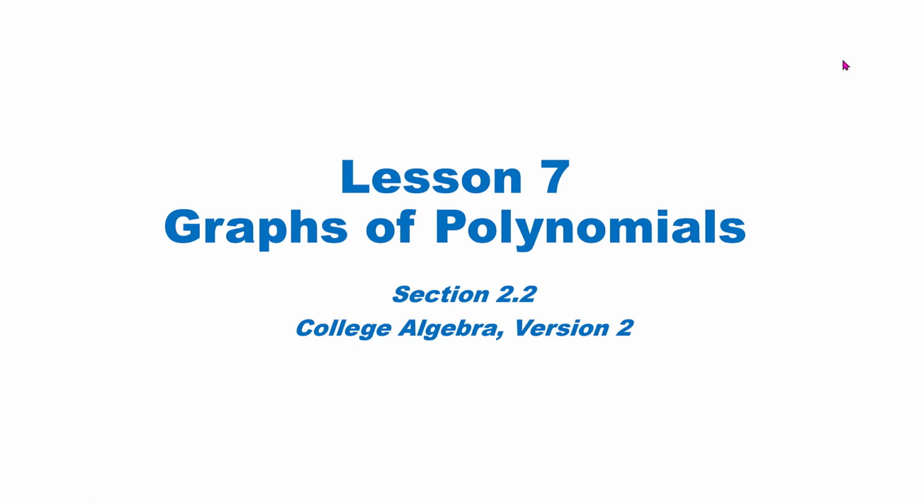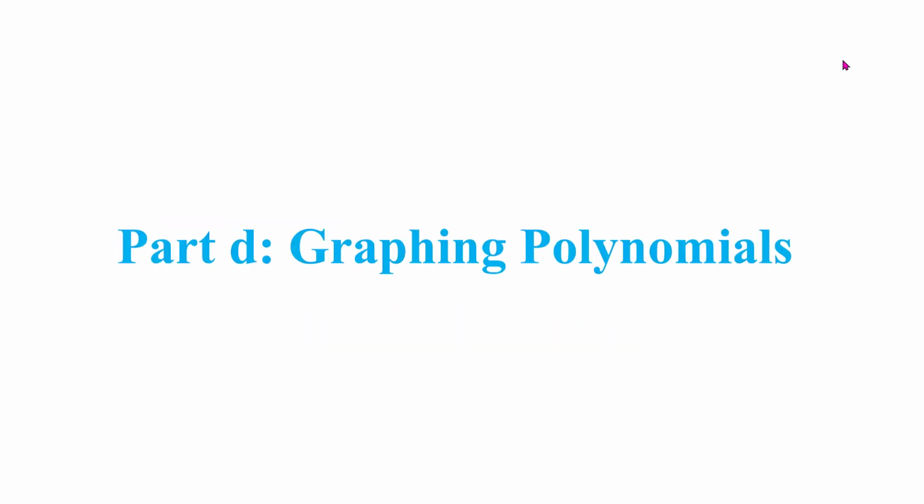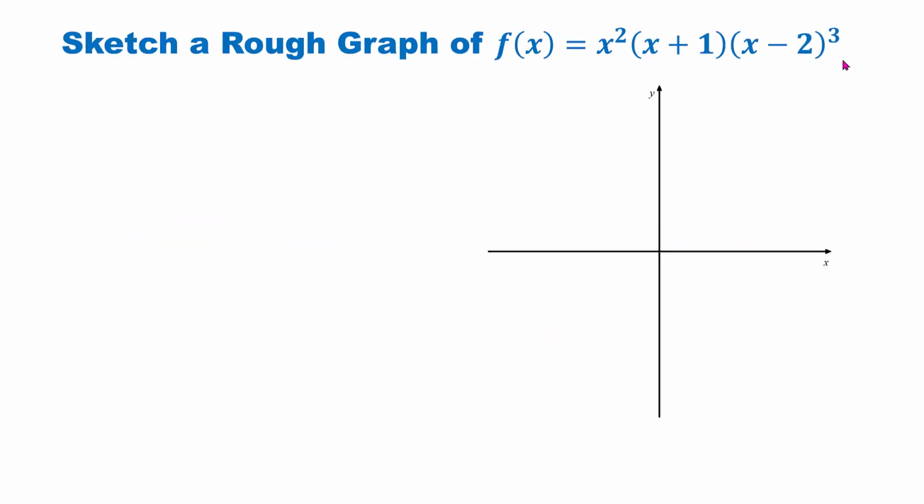Here we have Precalculus Lesson 7, Part 4, Graphs of Polynomials. And in this lesson, we'll actually start graphing polynomials, starting with sketching a rough graph of f of x equals x squared times x plus 1 times x minus 2 cubed.